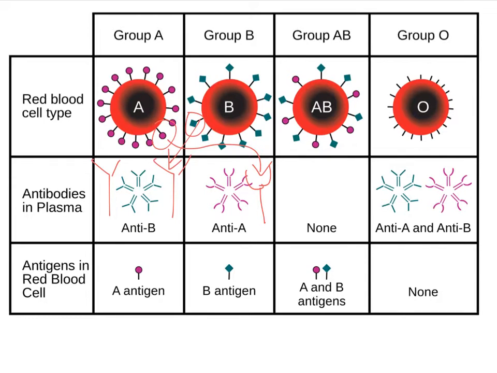However, blood type O contains antibodies. They have both antibodies in it. They have antibodies that will attack blood type A, and they have antibodies that will attack blood type B.